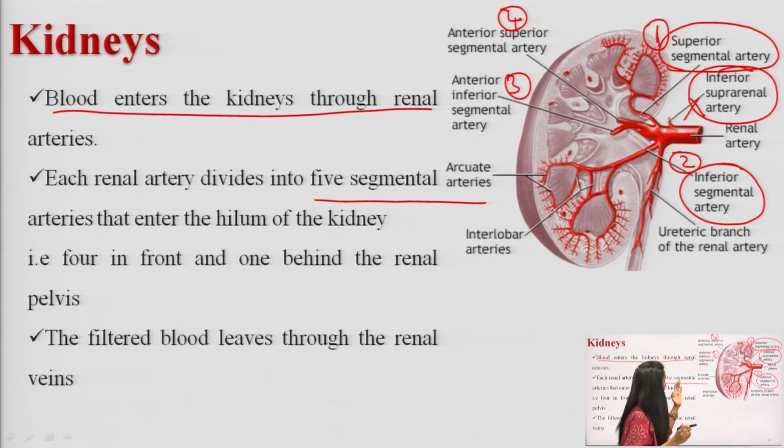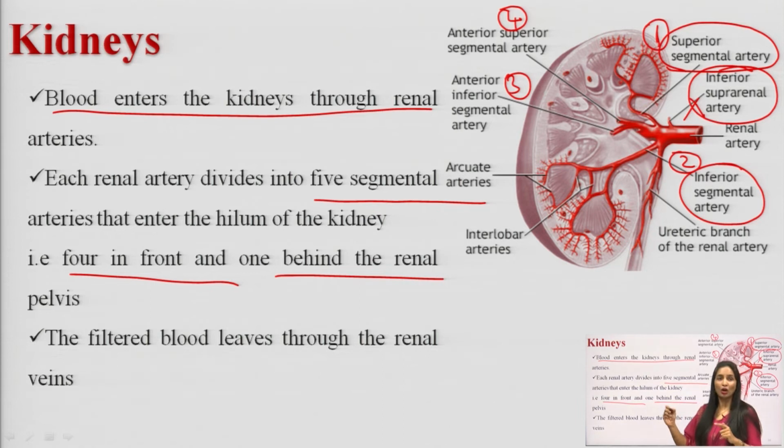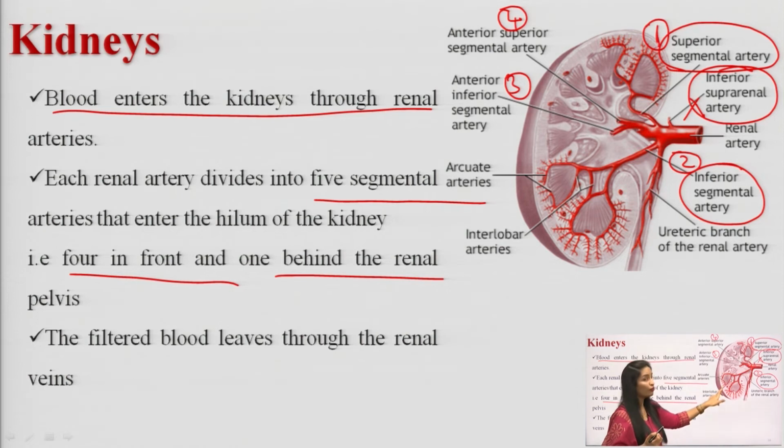The point I had mentioned: 4 in front and 1 behind the renal pelvis. One artery carries blood to the behind of the renal pelvis and 4 in front. These are the 4 in front segmental arteries. Dear students, do not get confused here, in total we have 5 segmental arteries. Of these 5 segmental arteries, 4 arteries are carried in front and 1 is carried behind. So, 4 in front and 1 behind the renal pelvis.